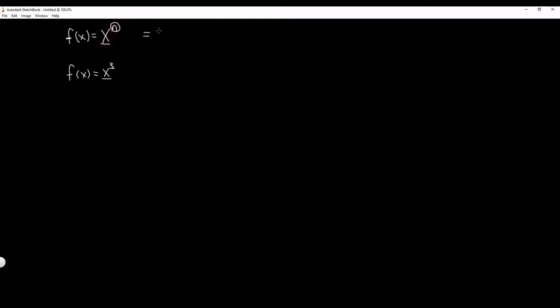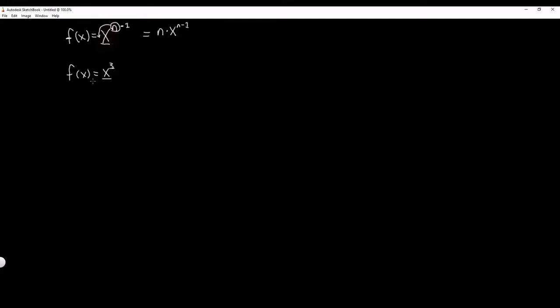The power rule states that you take the exponent n and you multiply it by x to the n minus 1. So all this is saying is we take the exponent and bring it down to the front, and then we subtract 1 from this exponent, and that becomes our new exponent.